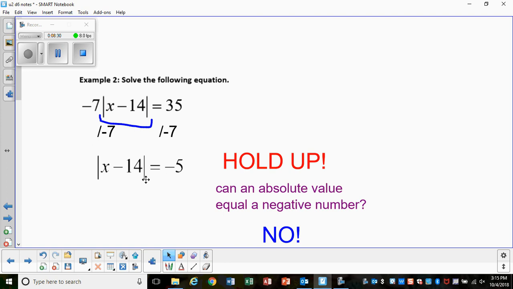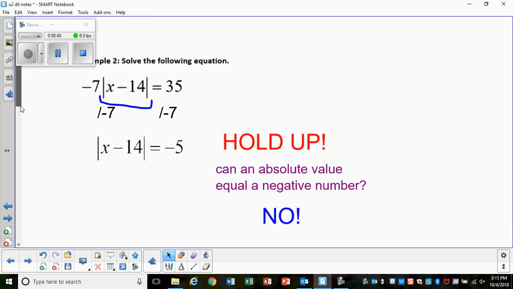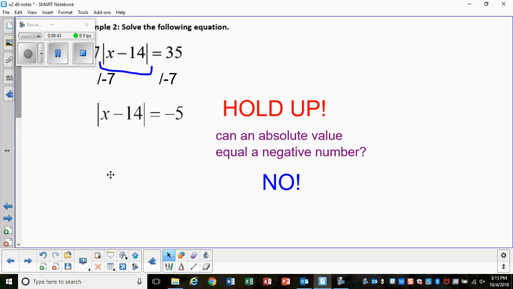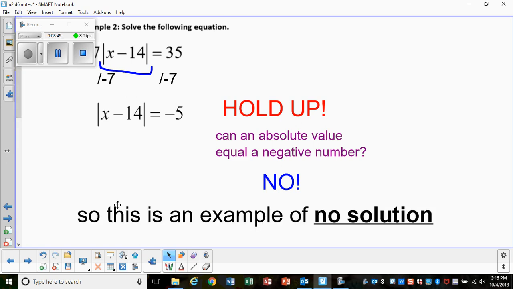So when you get something like this, if you try to work it out, it's not going to make any sense, and you're going to get so lost because it's not supposed to make sense. An absolute value can't equal a negative number. That's not possible. So this is an example of no solution for an absolute value equation. Once you isolate that absolute value, it is very important to make sure it makes sense. Otherwise, you're doing unnecessary work and you could possibly get the wrong answer because you didn't catch it. And if you did, it saves you so much more time.